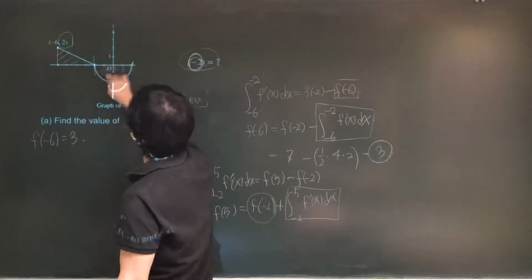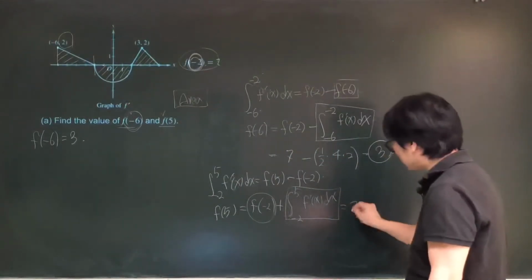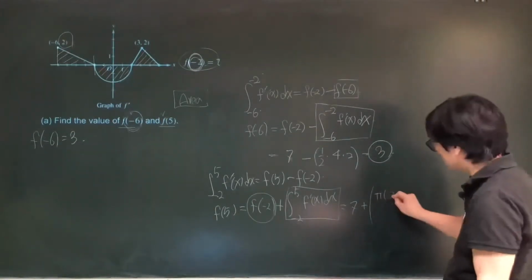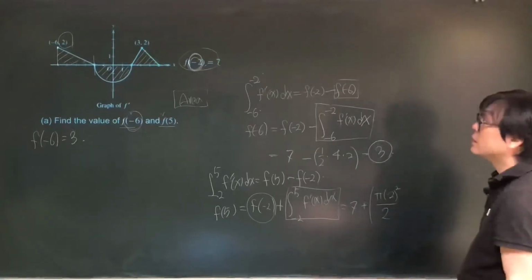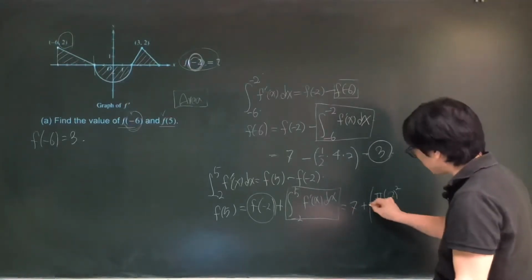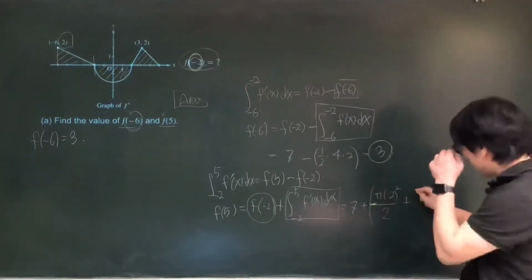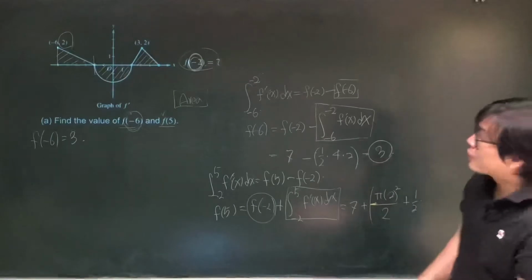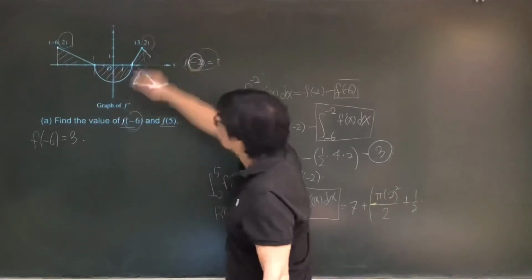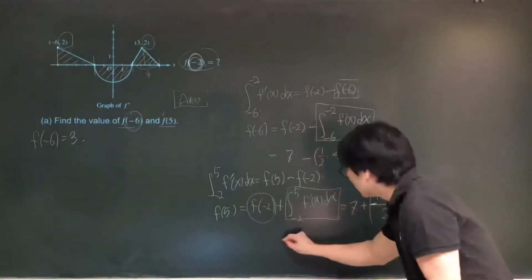Okay, so here that should be 7 plus, we need a semicircle, pi radius is 2 squared, divided by 2 because it's a semicircle, but this one is underneath the x-axis, so that should be a negative value. Okay, don't forget that it's negative, and plus the triangle, half base from 2 to 5, which is a 3, and height is 2, so it's 3 times 2. Okay, so that will be 7.